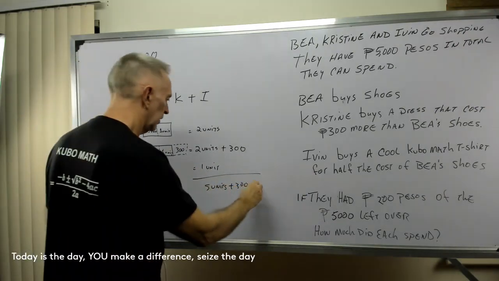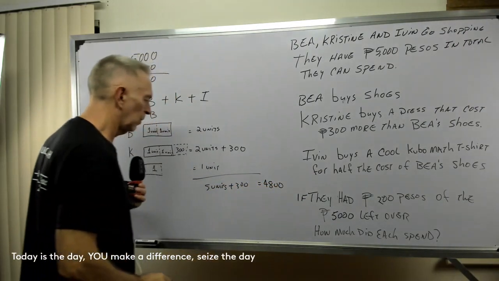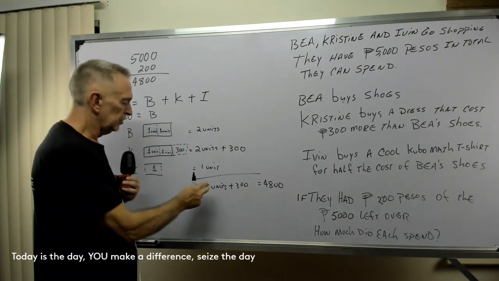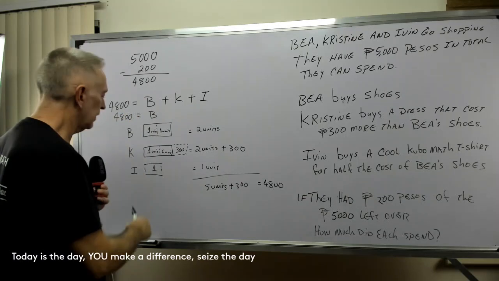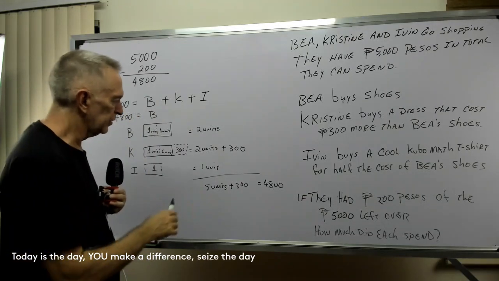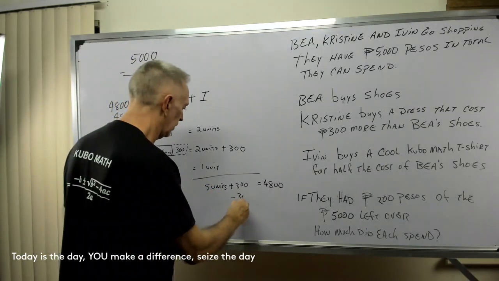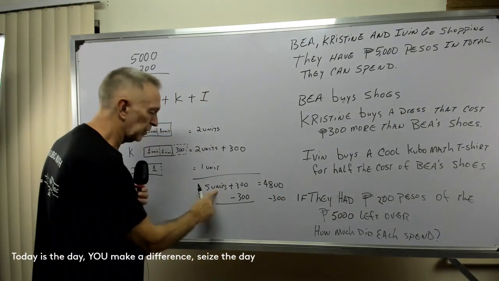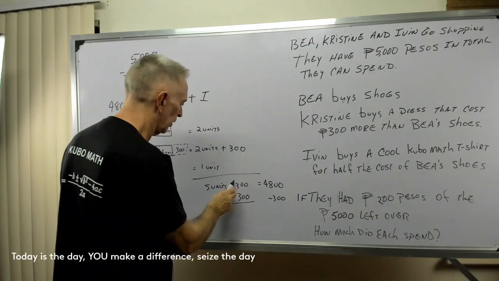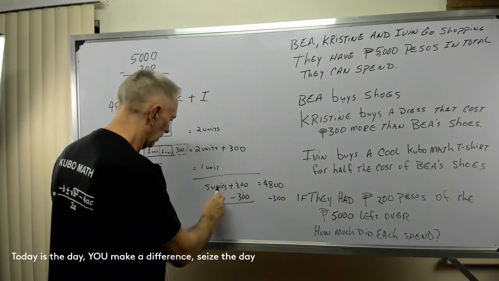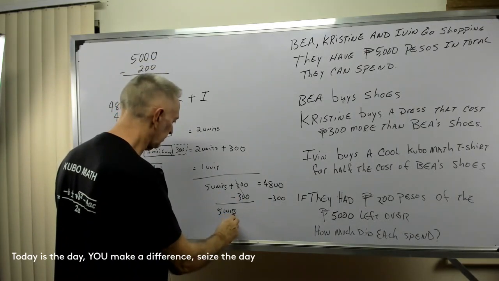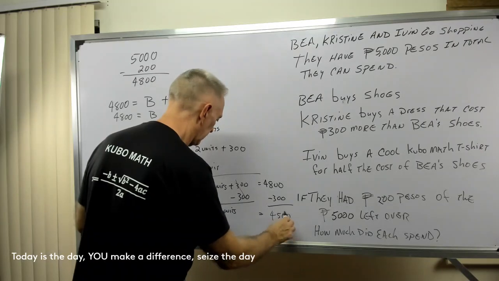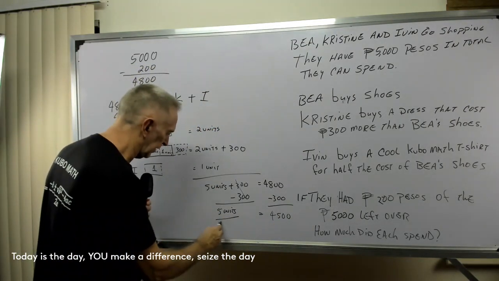Well, that equals 4,800. Whoa. Well, I don't want to know what 5 units plus 300 is. I just want to know what 1 unit cost, and then we'll go back and calculate each person's cost. So if I subtract 300 from both sides, because I'm trying to get everything out of the way except the word unit. So 300 minus 300 is 0. So bring down the 5 units, and that equals 4,800 minus 300. That leaves 4,500.